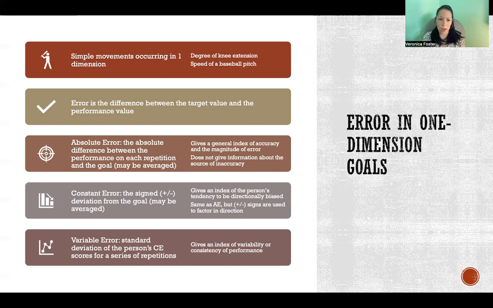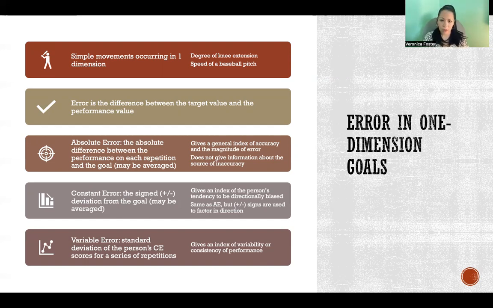Okay, so what I just described, where it's just the difference between the goal and the actual, that's the absolute error. Now, absolute error is without a plus or minus sign beforehand. So it's not telling whether it was too much or too little, or, like if you're aiming for throwing a dart at the target, it's not saying whether you were off to the right or off to the left. Okay, it's just saying, here's how much you were off by without giving a direction. Constant error is the signed deviation from the goal. So it's basically absolute error, but where it does give you in which direction you were off by.